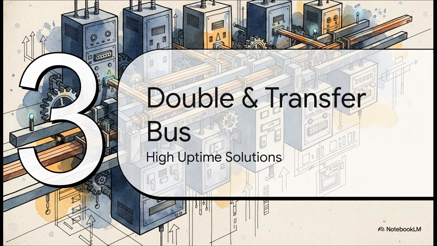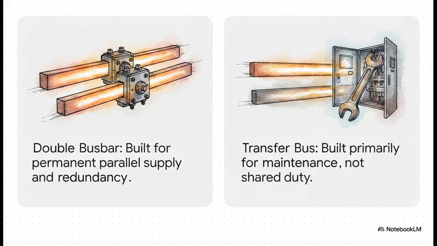And as those emergency stakes get higher, we hit Section 3, double and transfer busbars. All right, here is the key distinction we need to make. A double busbar gives you full continuous parallel redundancy. A transfer bus, on the other hand, is kind of like a cheaper alternative focused strictly on letting you do breaker maintenance without dropping the load. In a transfer setup, that second bus normally just sits there completely idle. It's a maintenance path, guys, not a true permanent supply.